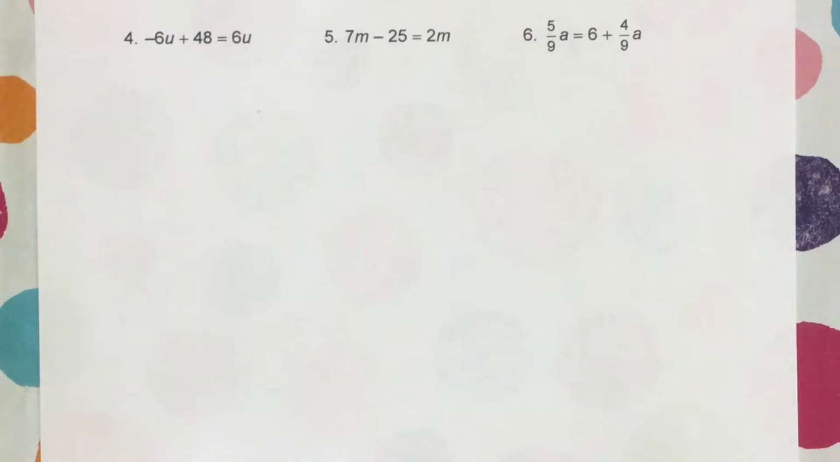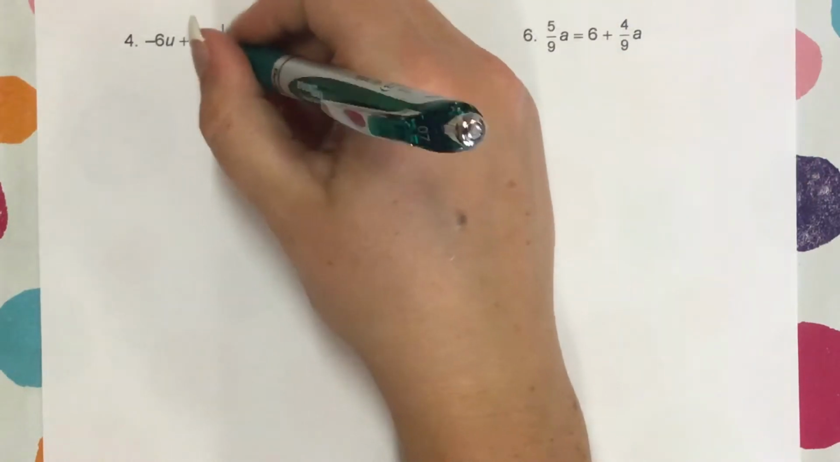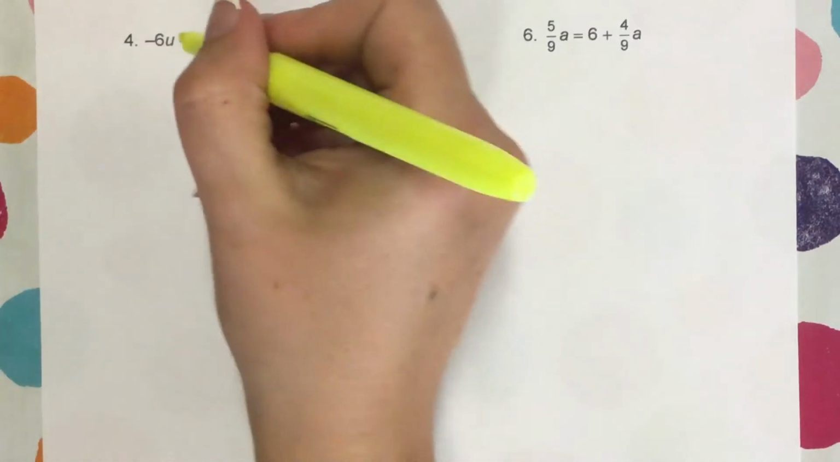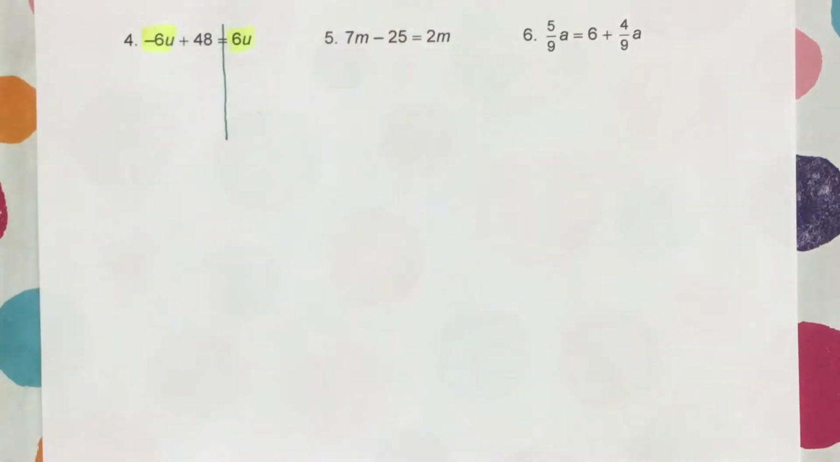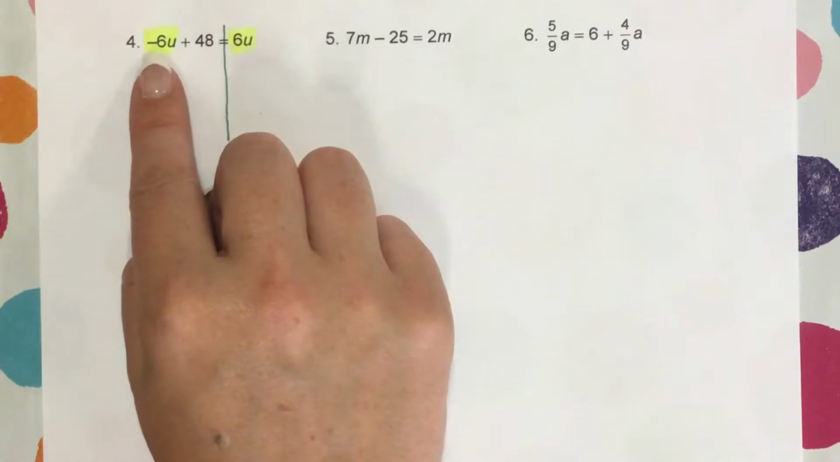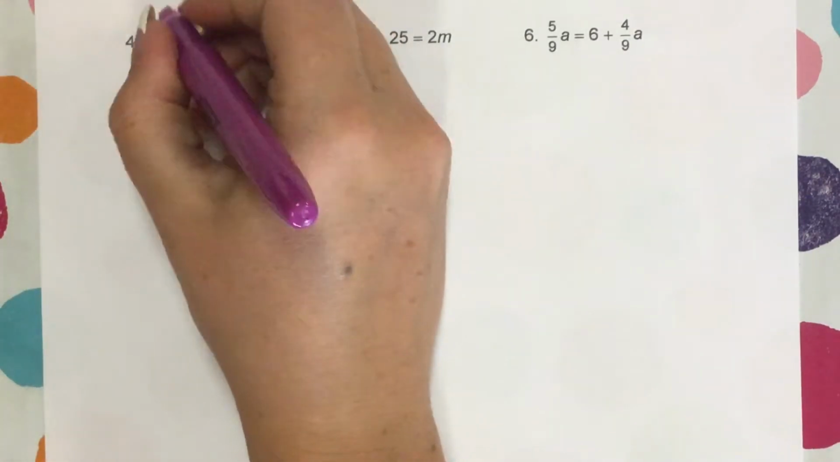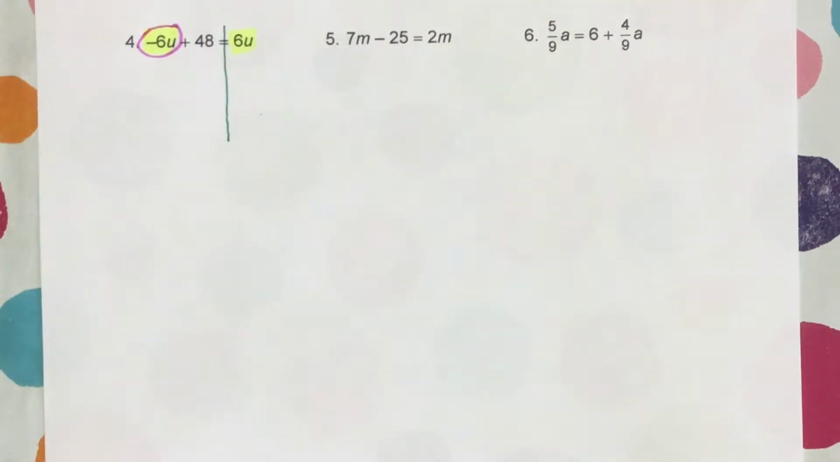All right, we're back. So let's look at these problems. So the equation sign splits the equation into two sides. What I notice is I have variables on both sides, negative 6u and positive 6u. So I'm looking and I'm trying to find, well, which one is the lesser coefficient? And remember, negative 6 is the coefficient here, 6 is the coefficient there. So negative 6 is definitely the lesser coefficient. Okay, so that's the one I'm going to move.